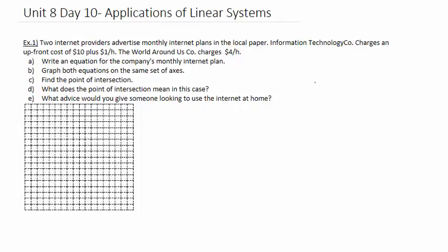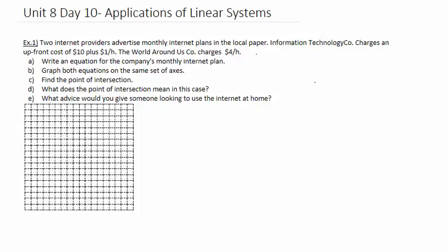Unit 8, Day 10, Applications of Linear Systems. So example 1: two internet providers advertise monthly internet plans for the local paper. Information Tech charges an upfront cost of $10 plus $1 an hour, and the World Around Us charges $4 an hour. Write an equation for both companies' internet plan.